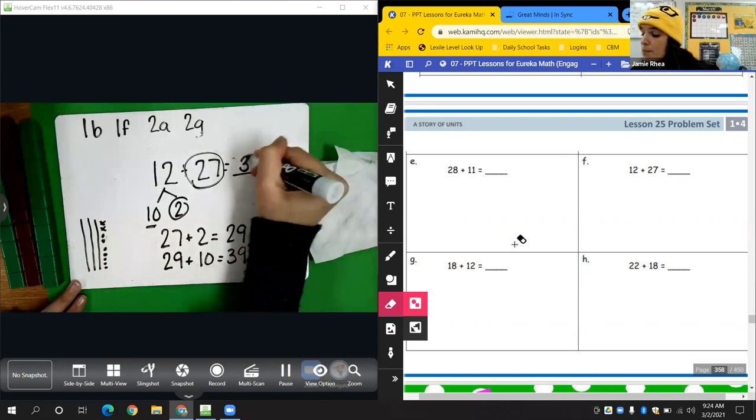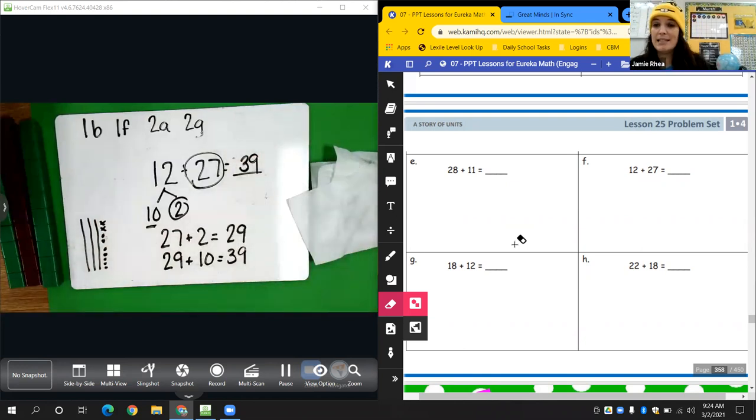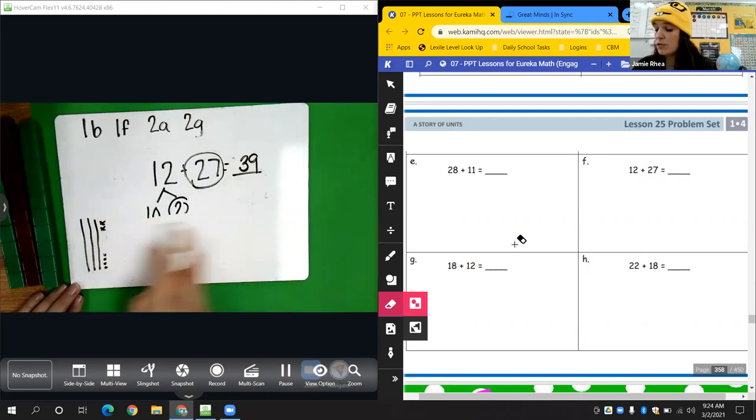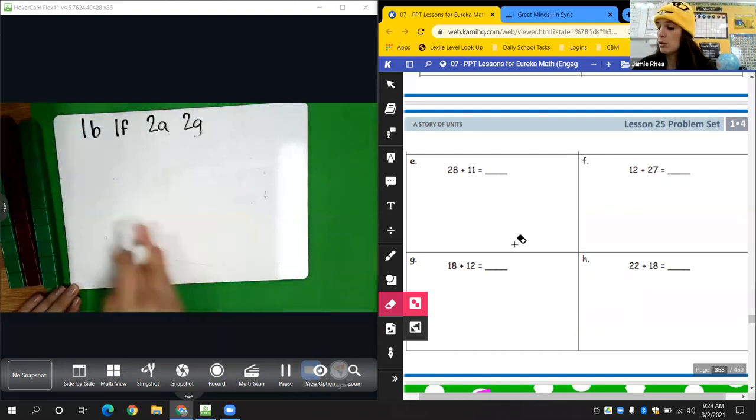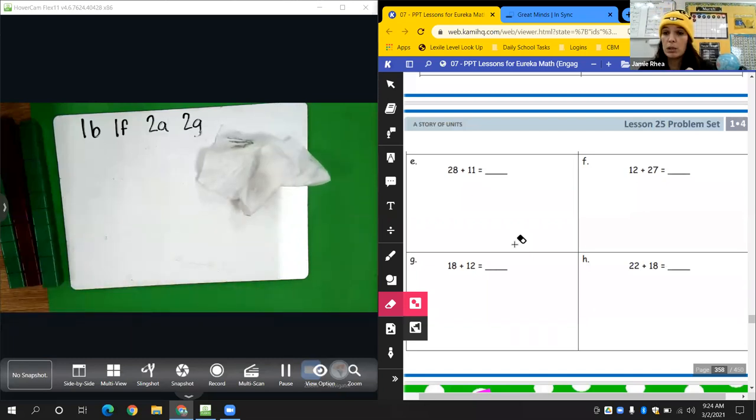39. Okay, for 1B and F, you're going to add the tens first. On 2A and G, you're going to add the ones first, okay? Make sure that I see the following on your work: a number bond, two number sentences that show me where you added tens first or ones first, and your final answer. So that's three things: number bond, two number sentences, final answer. Remember, your number bond, you're breaking it down into tens and ones. Don't make it complicated. Tens and ones. How many tens and ones are in that number?